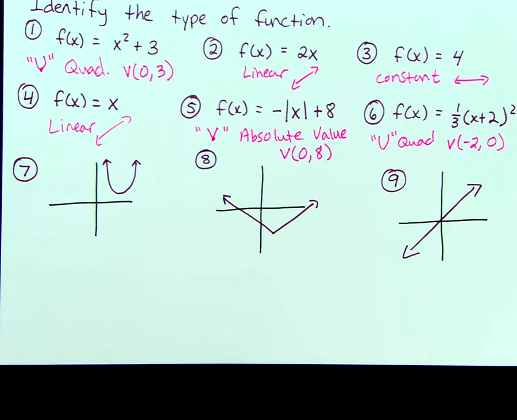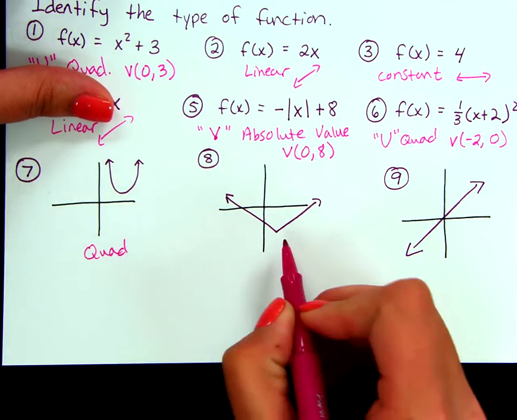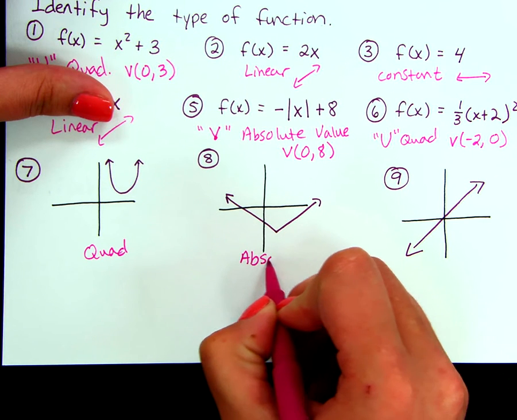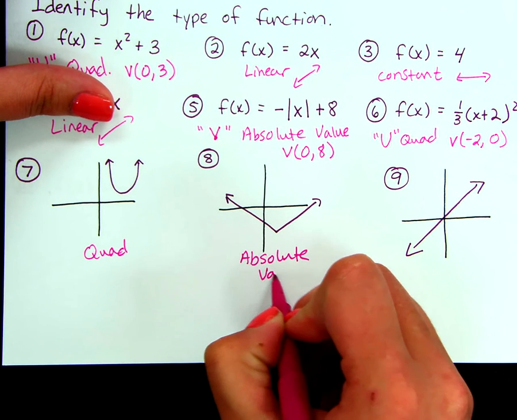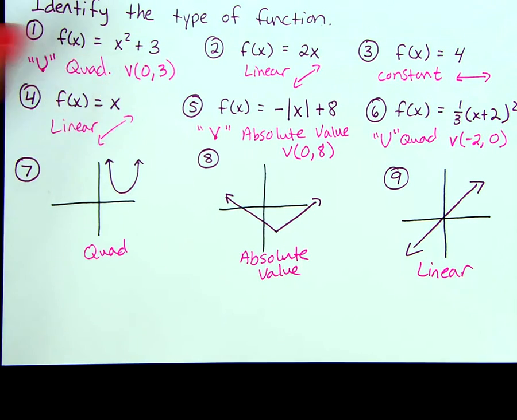All right, 7, if we look at our graph, so U shape, this is going to be a quadratic. V shape is absolute value. And a diagonal line is linear. So that's how we would go through and identify the type of function that we are working with.